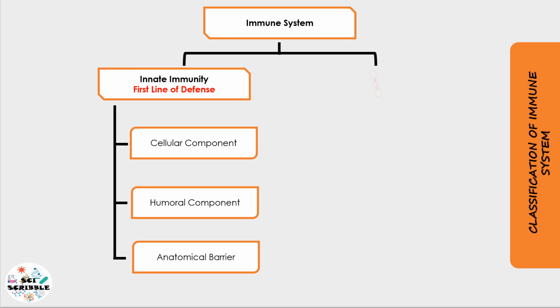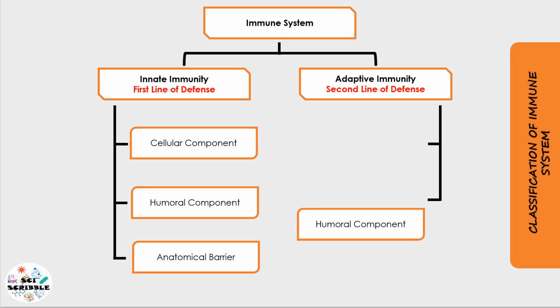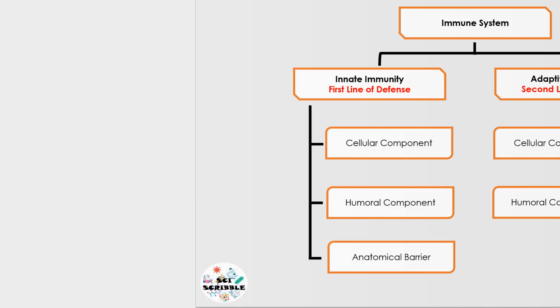The other main strategy of immune system is adaptive immunity, which is the second line of defense system of our body. This is because it comes into play when the innate immunity is inefficient or not effective to control the infection. It contains two main components. They are humoral component and the cellular component. This is the overview of classification of immune system.